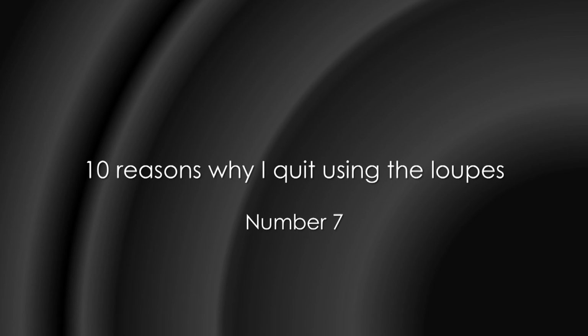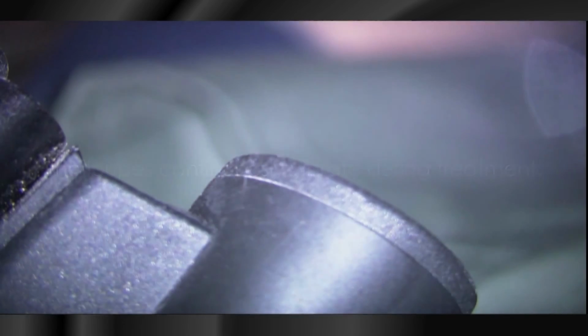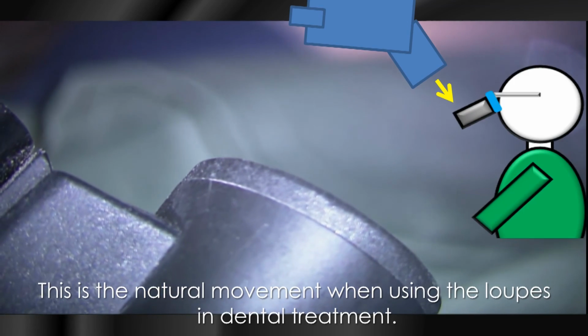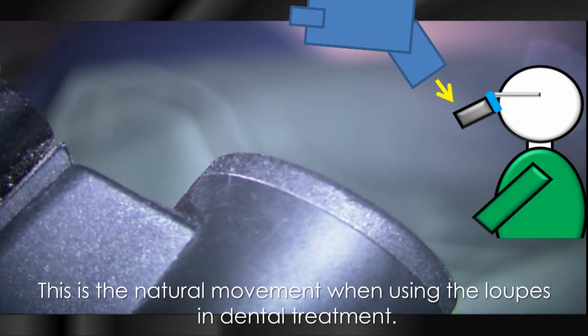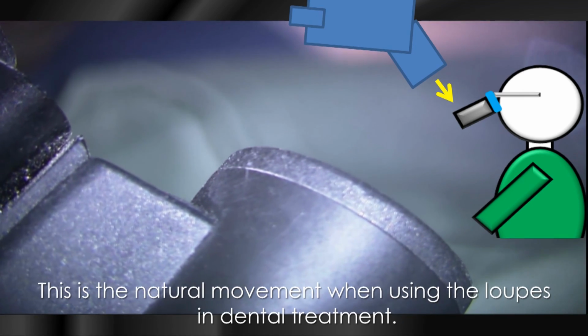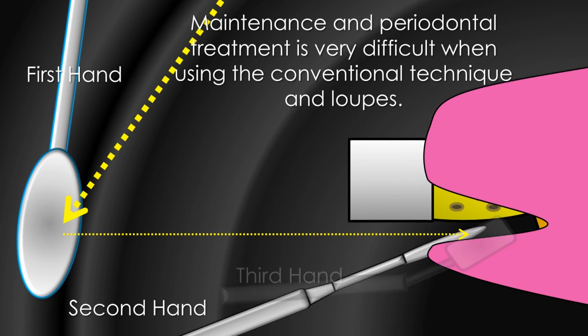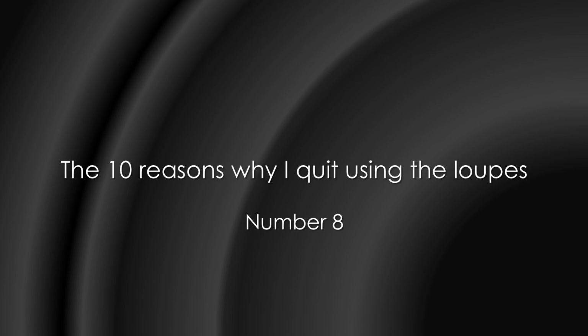So, number 7. The loupes continuously vibrate during treatment. This is a natural movement when using the loupes in dental treatment. Maintenance and periodontal treatment is very difficult when using the conventional technique and loupes. Number 8.